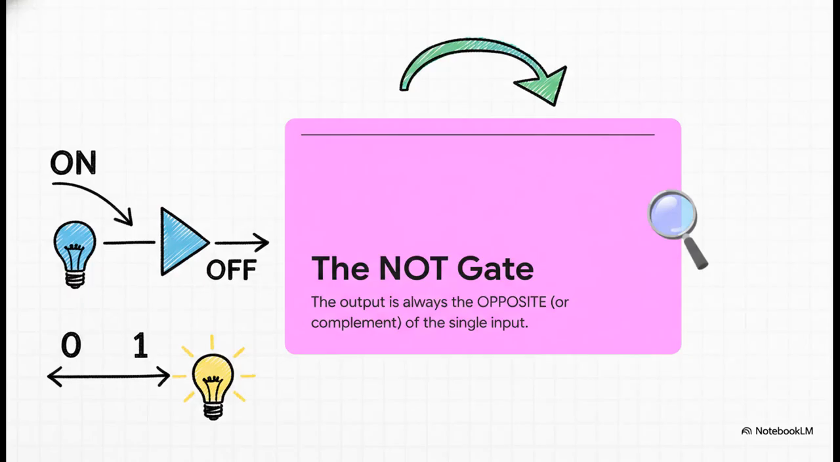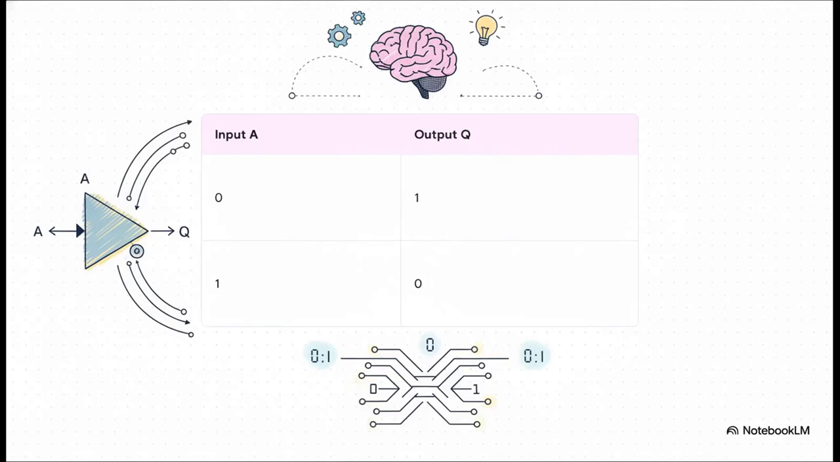Okay, our last basic gate is the easiest one of them all. This is the NOT gate. It's got 1 input and it has 1 single job: to do the opposite. To flip the signal. We call it an inverter. You give it an on, it gives you an off. You put in a 0, it spits out a 1. Simple as that. I mean, look at its truth table.